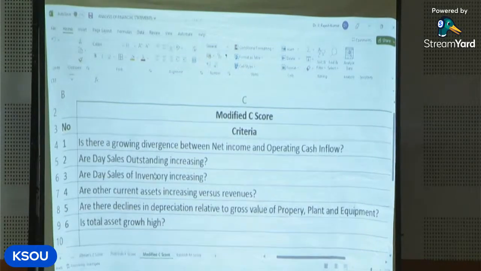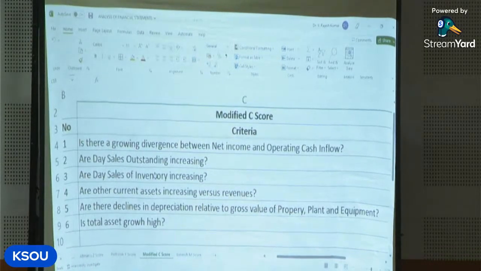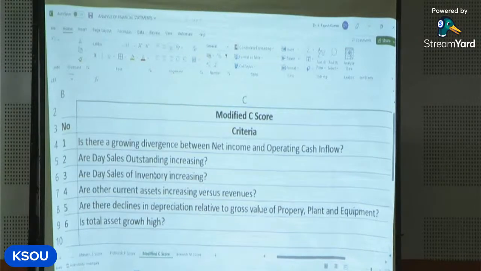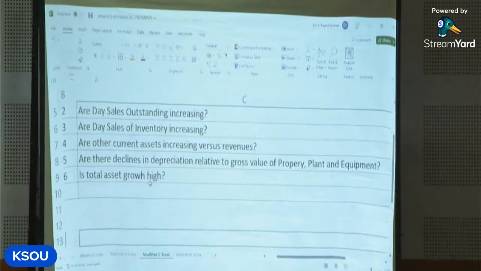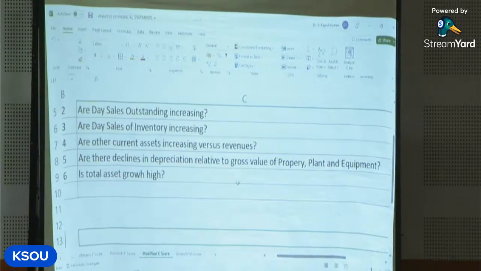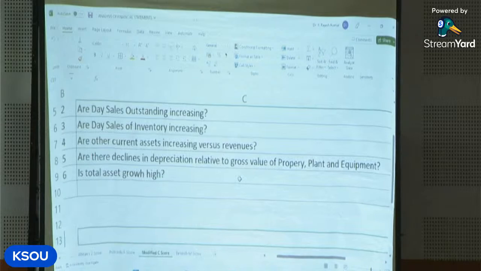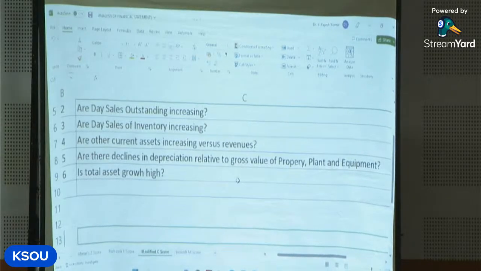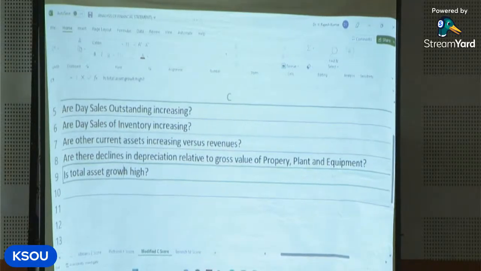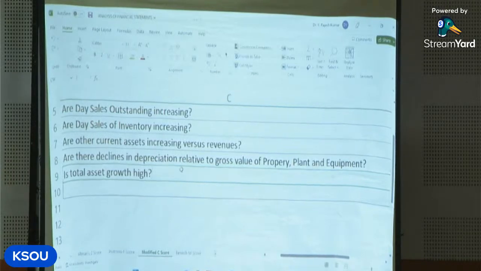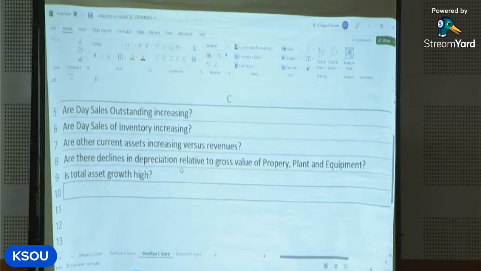Is there a growing divergence between net income and operating cash flow? Net income is profit as per books. Operating cash flow, I told you the meaning. Is there a divergence? So the difference, last year, this year, the difference is bigger, then put 1, if not 0. Is there a decline in depreciation related to gross value of property, depreciation rate? Is there a decline? Put 1. If not, put 0. Is the total asset growth high? Asset growth. So take again, last year assets, this year assets. If it is greater than 1, it means there's a growth in assets, put 1, otherwise 0.